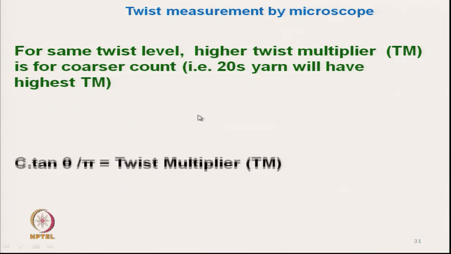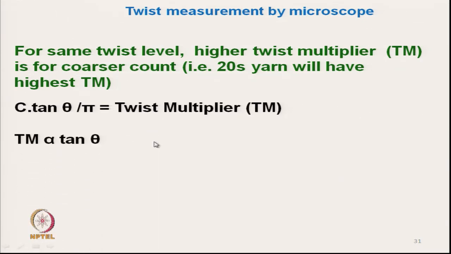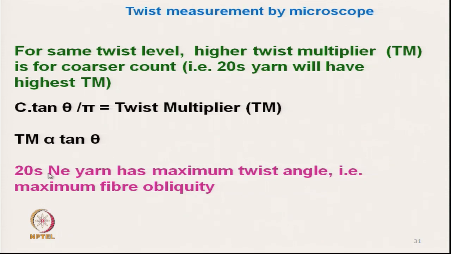Okay. So, this is what we have seen. 20s Ne yarn has maximum twist angle, so maximum fiber obliquity. This is the answer.